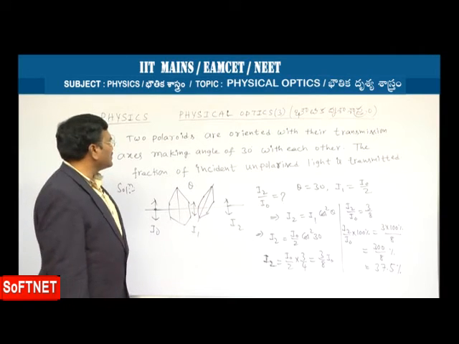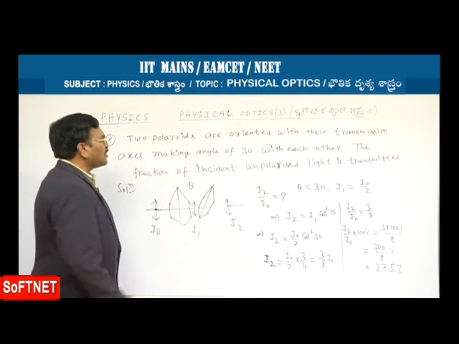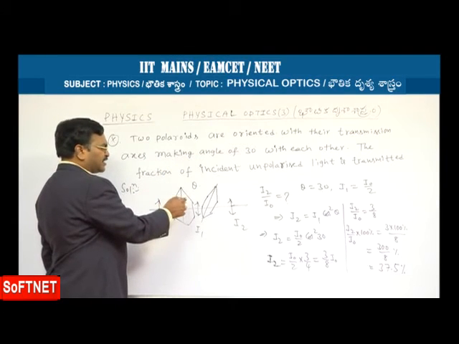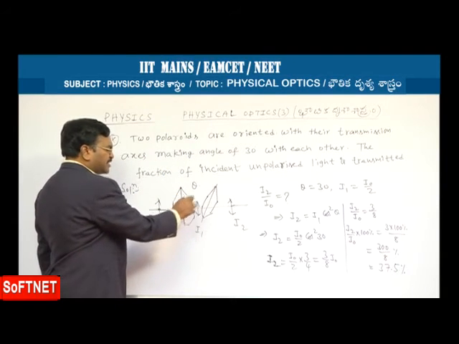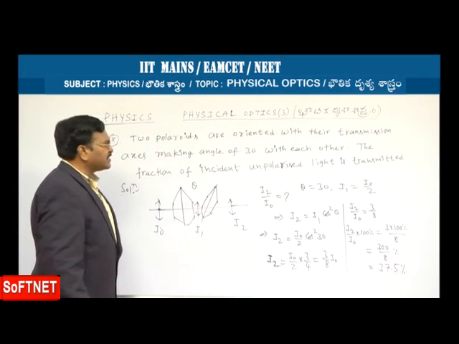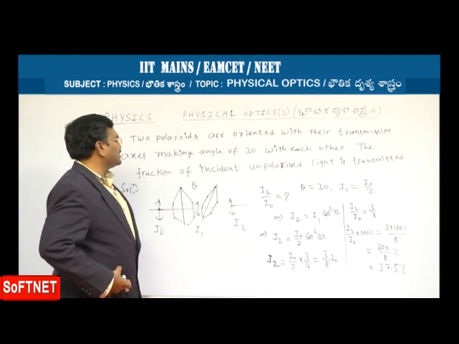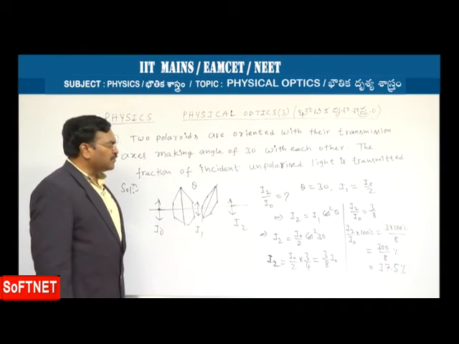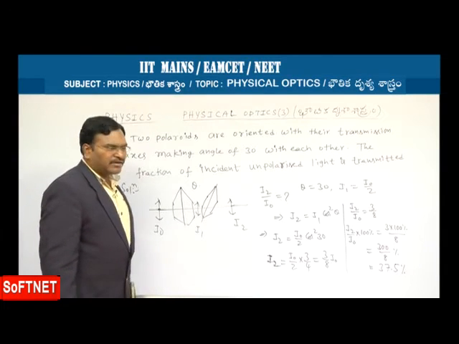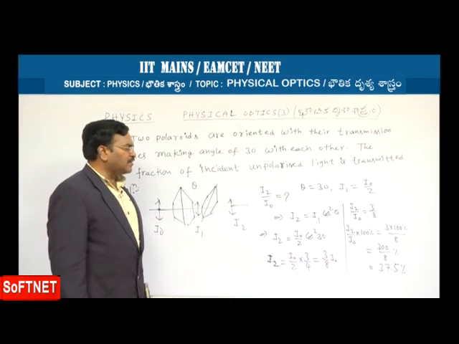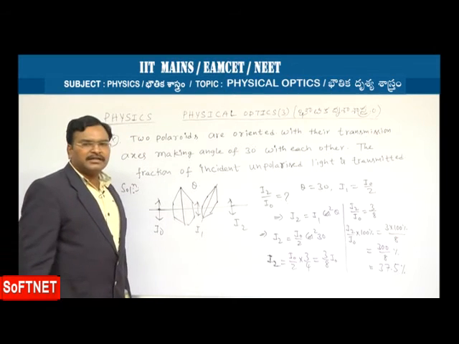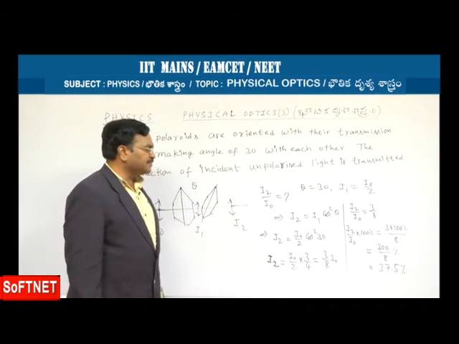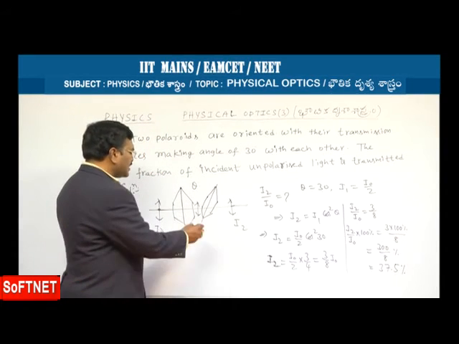Understand the question? What is given? Two polarizers are oriented with their transmission axis making angle 30 degrees with each other. Angle between transmission axis of first and second polarizer is 30 degrees. Now we want to calculate the fraction of incident unpolarized light that is transmitted. So we want to calculate I2 by I naught. The fraction is 3 by 8, but the percentage is 37.5%.